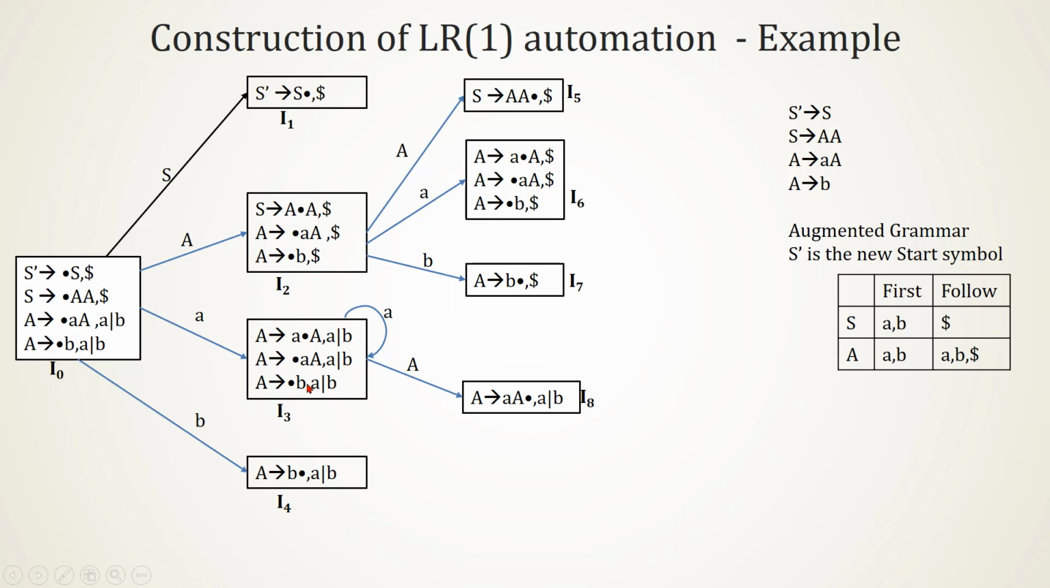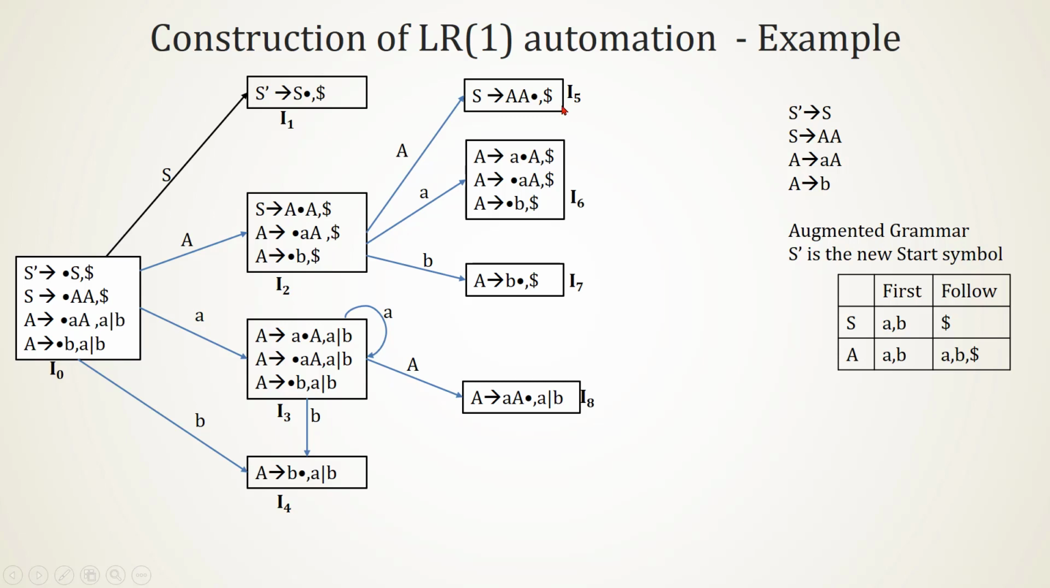Next we can have a transition on small b. What happens during small b? It will give A derives b dot. Look aheads will be the same, A or B. That item is already here, so you have to draw a direct line to I4 with transition b. No more transitions are possible from item 3.